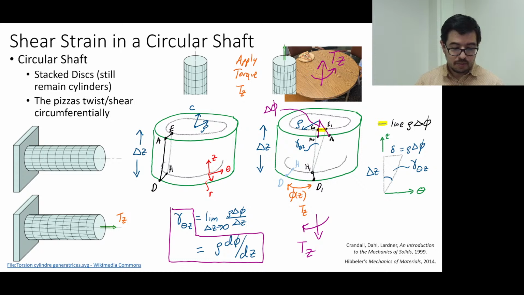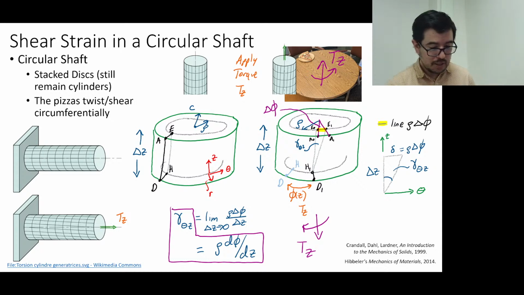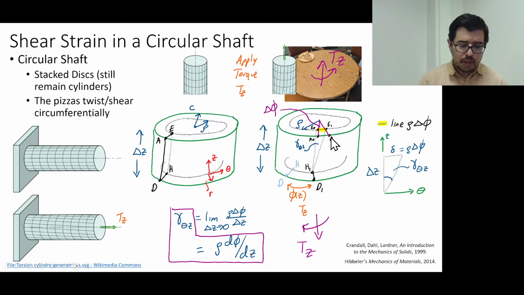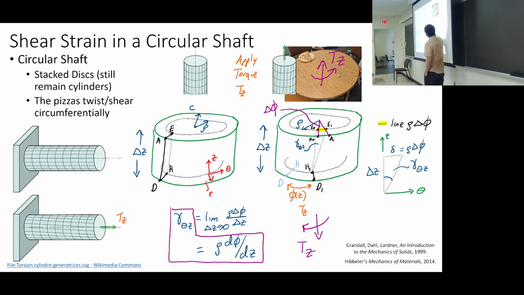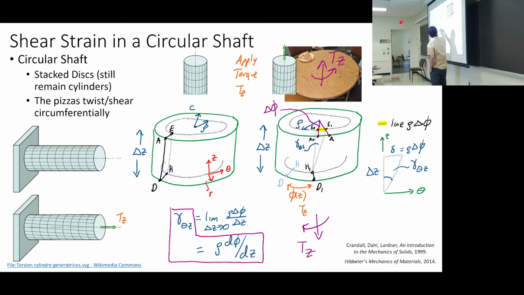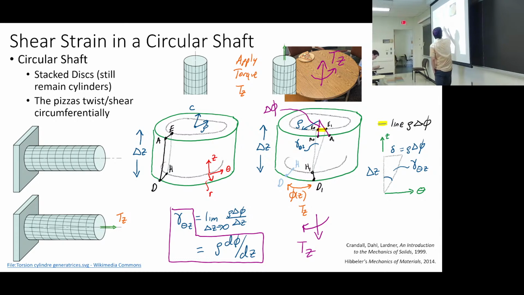It's twisting a little bit more. So now we've got this A1 over here and this E1 over here, right? A is all the way over here, A1, and E is all the way over here. You can see. And in this little slice of pizza, right there, we have a delta phi.